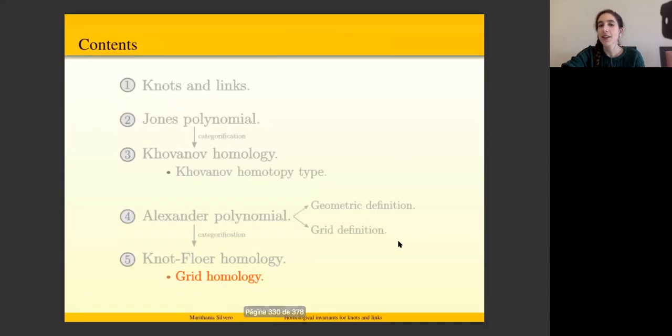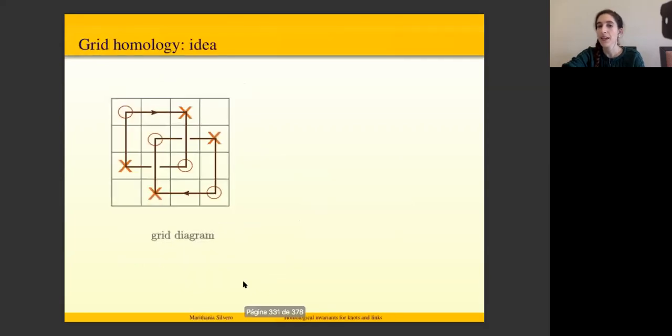But if one wants to do computations, people usually use this newer version of knot Floer homology, which is called grid homology. Let's see how it works, because the idea is the same as with Heegaard diagrams. We have a grid diagram. In this case I consider the Hopf link because we have 4 times 4, which is simpler than for the trefoil, where we need 5 times 5.